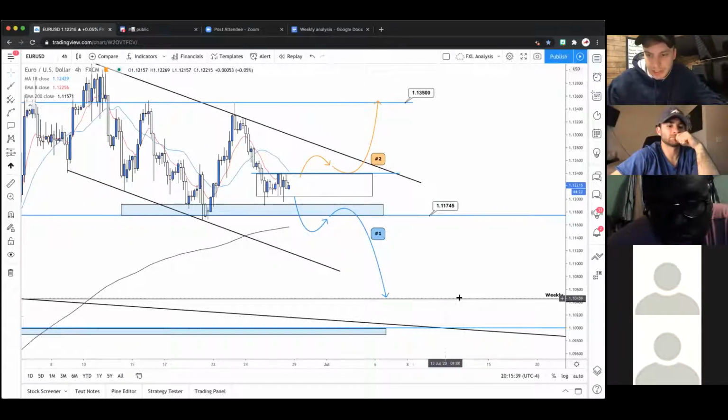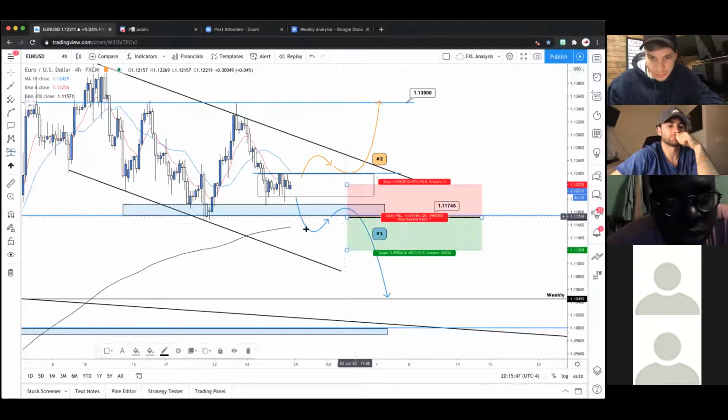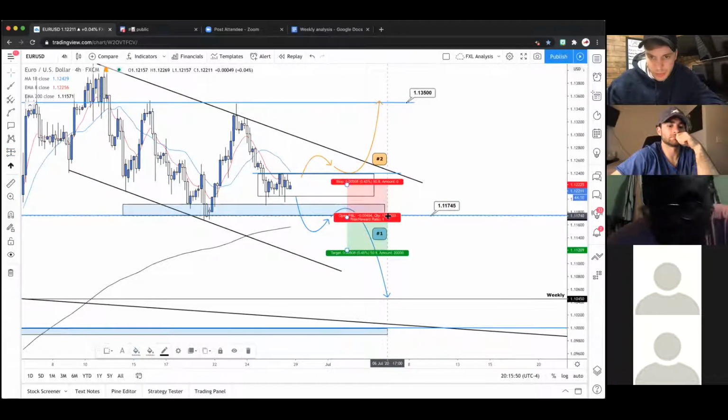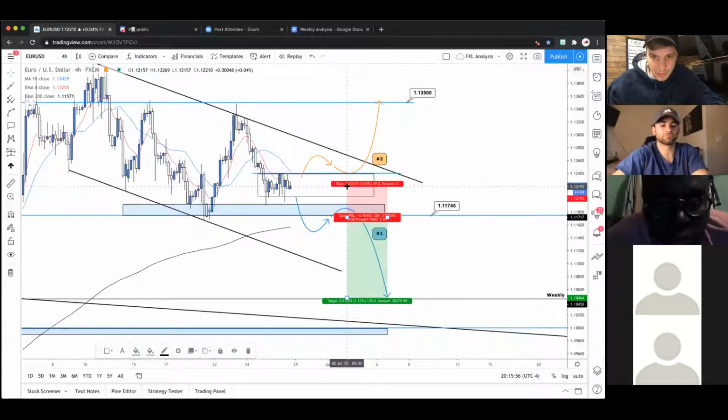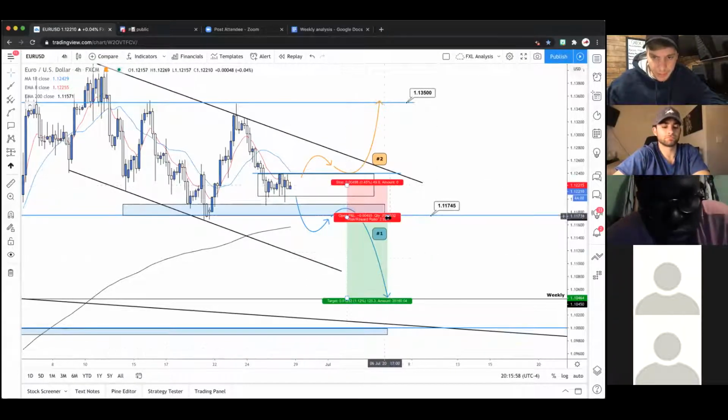I'm looking to get down to this weekly around 1.1045. Let me just highlight here what this trade would look like. Something like this. Let's say we get that retest as resistance. We get an engulfing that we're looking for. And we're looking to get about 125 pips. We'll be risking 50 pips or less. Let's leave it at 50 for now.